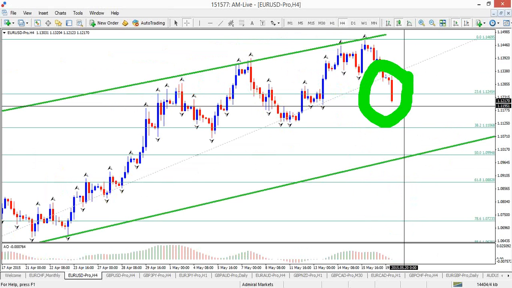Let's take a look at this candle. And I do agree with you that if this level does break with a good close, that 111, kind of 111.30, would definitely be the next zone to think about.